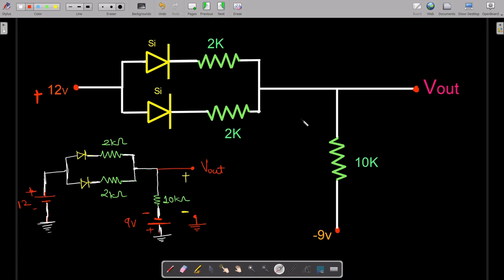And we are basically checking the V out with respect to ground. We want the value of V out with respect to ground. So while connecting, we will connect the positive terminal of the multimeter, the voltmeter, over here and the negative terminal over here. Sorry, negative over here and positive over here.